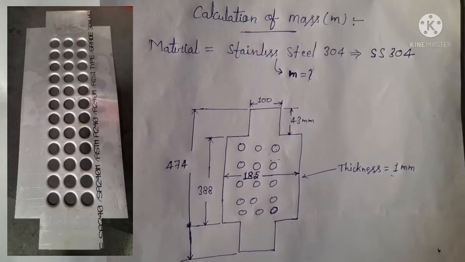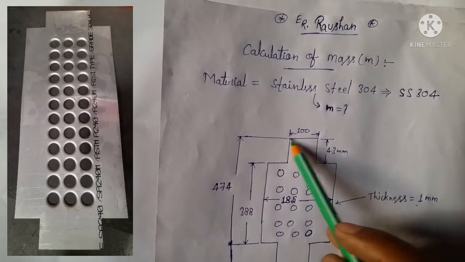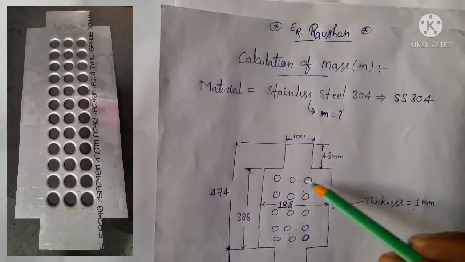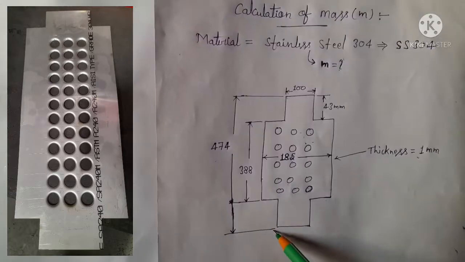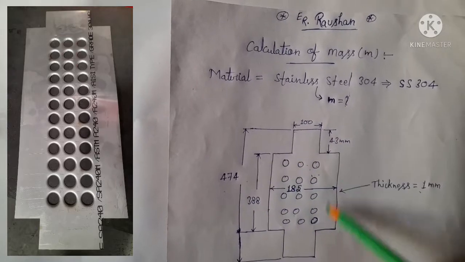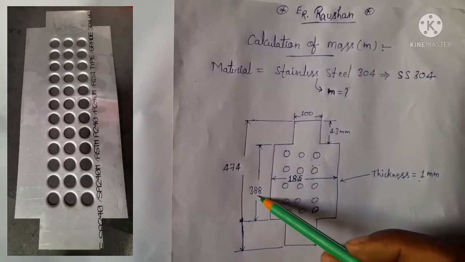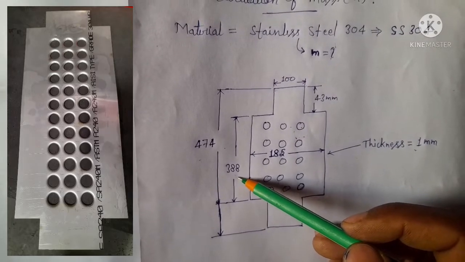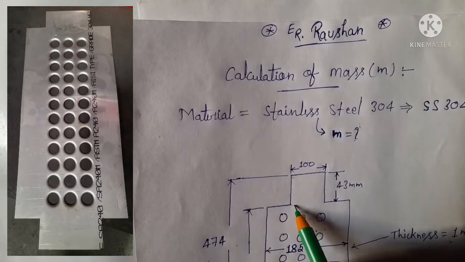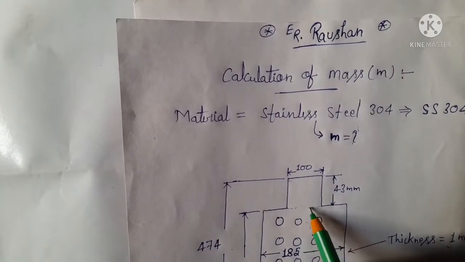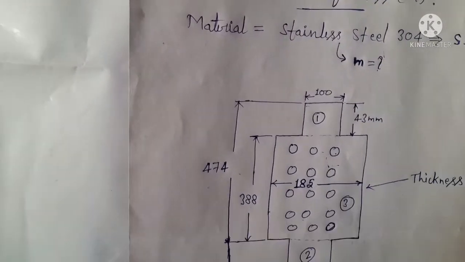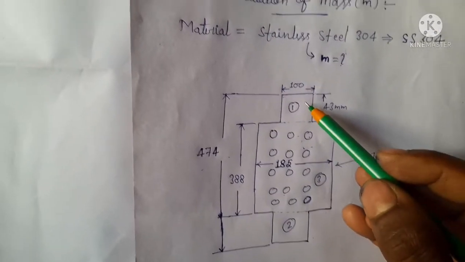We calculate it practically. First, this width is 100 mm, this is 43 mm, and the total value is 474 mm. If you calculate 474 minus 43 minus 43, you get 388 mm, and the width given is 185. So friends, here the shape is made of rectangles like this. You divide it from here, so three rectangles are made.